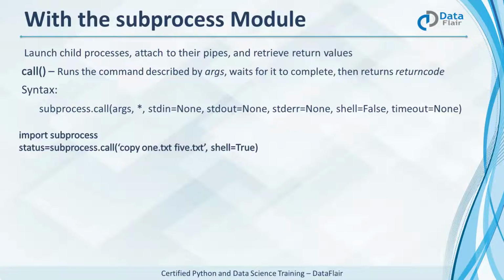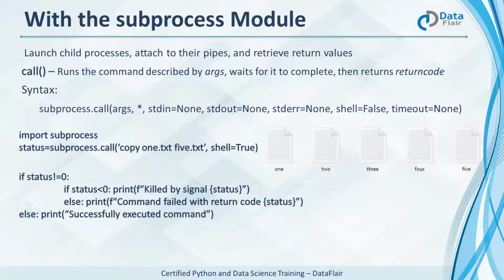Import subprocess and call with the command copy 1.txt 5.txt with shell set to true. And this copies to create 5.txt. Now in the shell, if the status is not equal to 0, if it is less than 0, print killed by signal status, else print command failed with the return code status, and if it is 0, print successfully executed command. And since it executed perfectly, it prints successfully executed command.